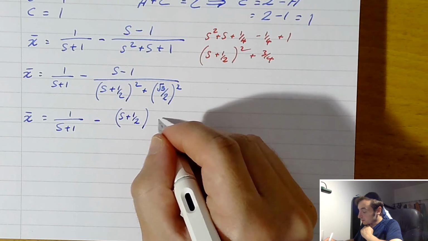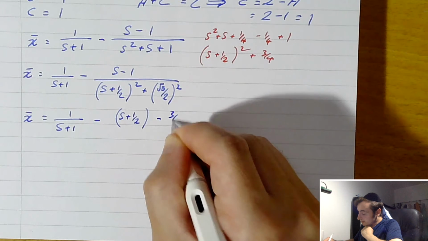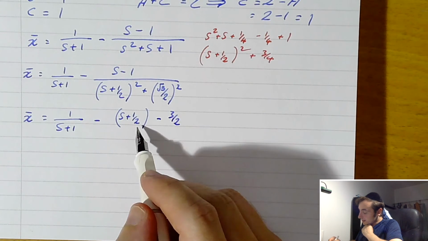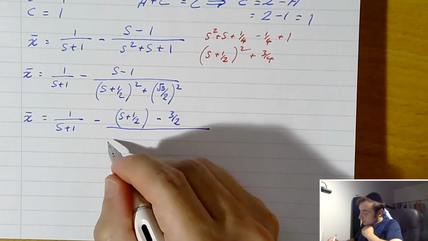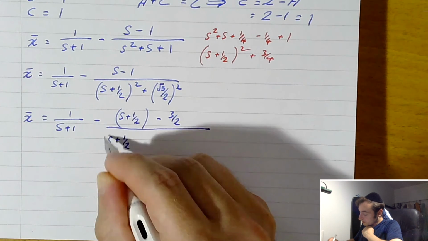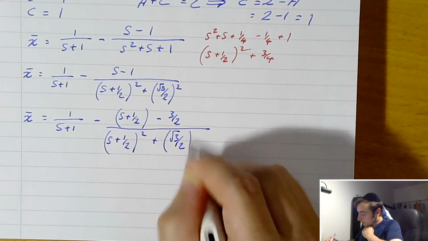Well, I need to subtract the half and then subtract the 1. So I'm going to be left with minus 3 on 2. Yeah, so a half minus 1.5 gives you minus 1. That's fine. Over s plus a half squared plus root 3 on 2 squared.